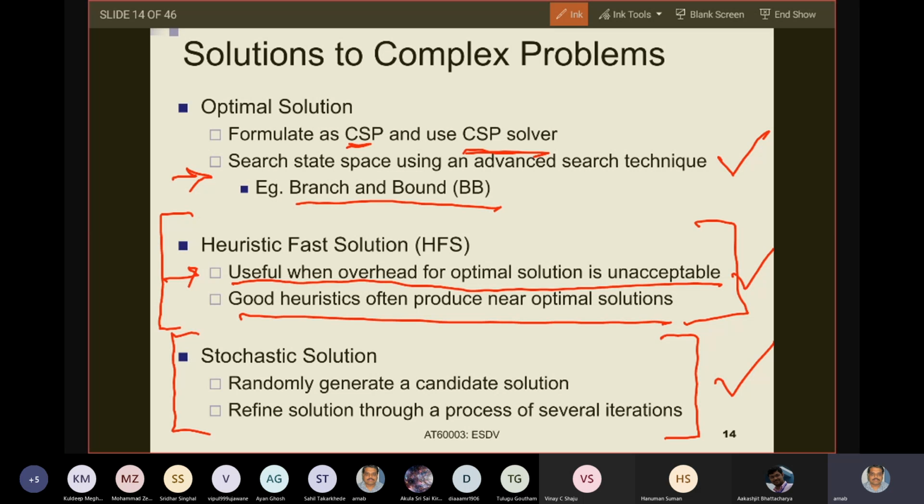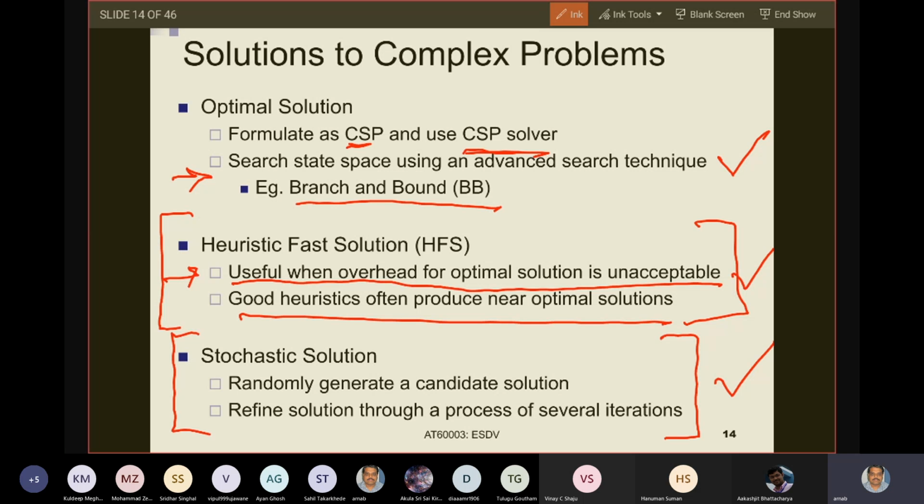When the structure of the problem is more or less known to you, you may often like to go for a heuristic fast solution. But if the structure of the problem, how to get to a good solution quickly, is not very nicely known to you, and you do not want to generate an optimal solution because it will be very costly, you often go for a stochastic solution. Typical examples are genetic algorithm, simulated annealing, particle swarm optimization, etc. So these are all stochastic solutions. We will see one particular example of stochastic solution techniques as well, which is simulated annealing.